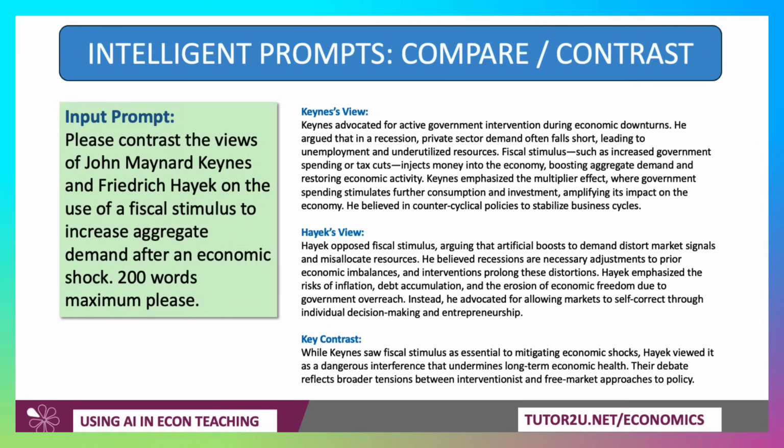So here we go. Please contrast the views of John Maynard Keynes and Friedrich Hayek on the use of a fiscal stimulus to increase demand after an economic shock. 200 words maximum, please. Look, you could make it 400 words, but 200 words gives a nice, crisp summary, in my opinion. And a good response, articulating the comparison and the contrast between Keynes and Hayek in terms of the use of fiscal policy. And it's a good way of just picking up very quickly different schools of thought.